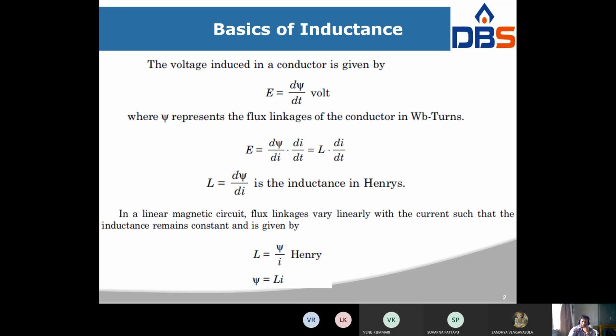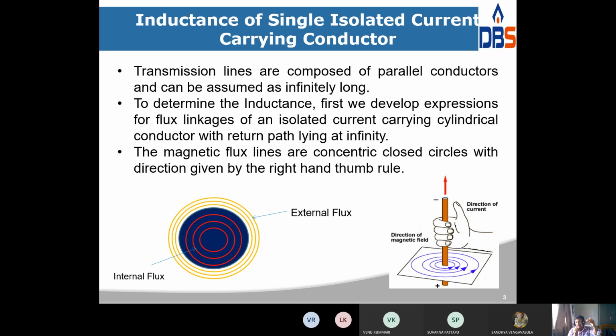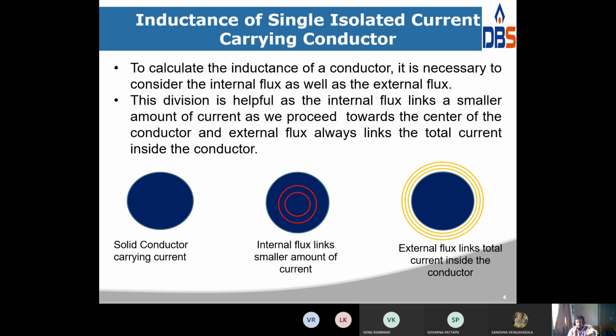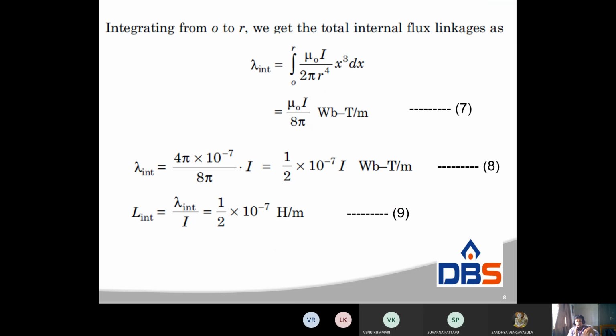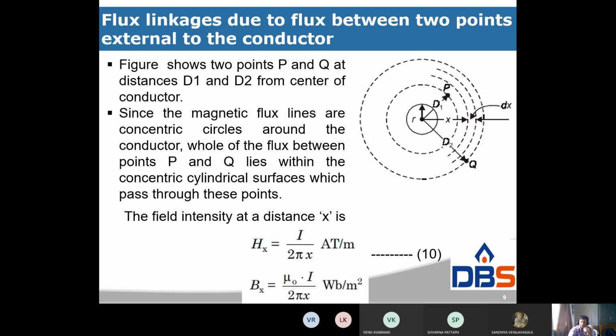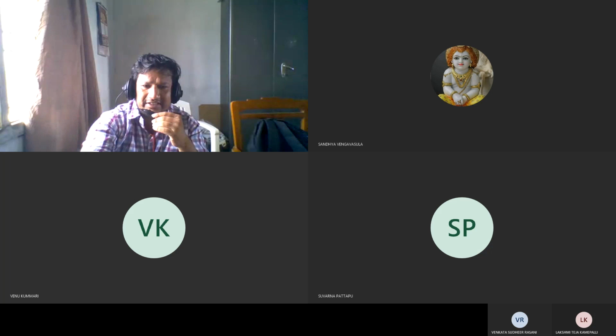First of all, transmission lines are composed of parallel conductors. It can be an infinitely long distance. These are connected in parallel, pole to pole. You have to observe that conductors are connected in parallel over a long distance. To determine the inductance of a particular transmission line, first of all you have to determine how much flux linkage surrounds the conductor, because whenever you give an AC supply, alternating current, to the conductor, it develops its own flux linkages. So first of all you have to calculate that flux linkage.